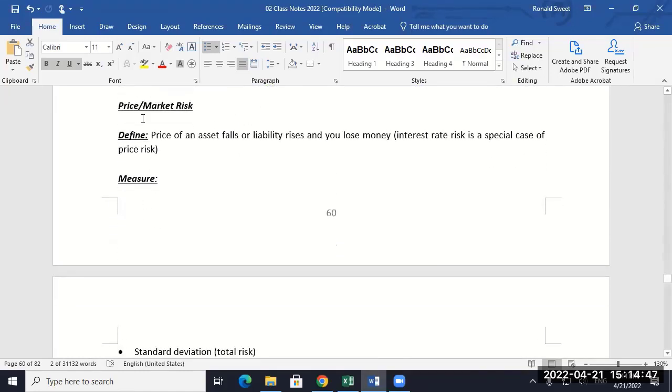So price risk is pretty easy. Market risk is pretty easy. The price of an asset falls or the price of a liability rises so that you lose net worth. So maybe you have a $100,000 portfolio and you're in the stock market and the stock market falls 20%. That's price risk. How do you measure it?